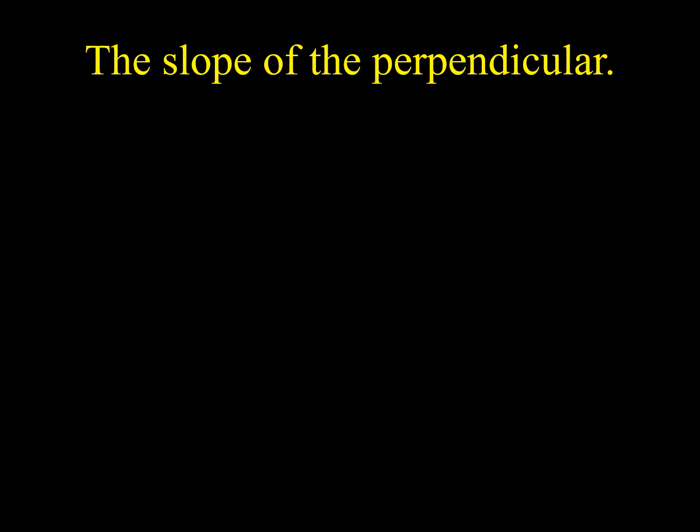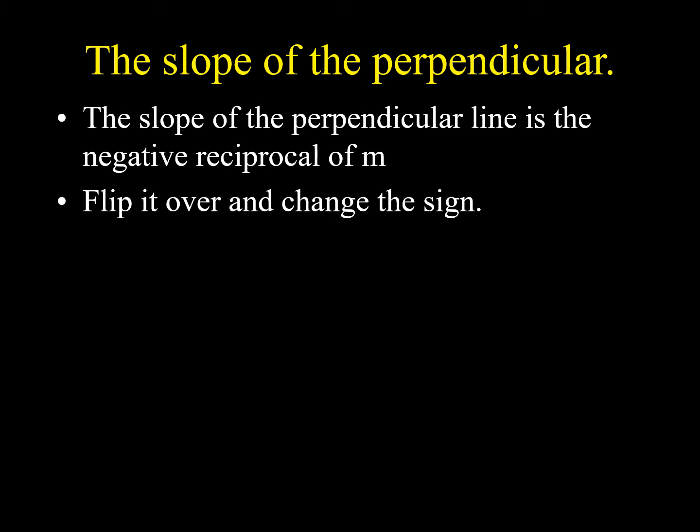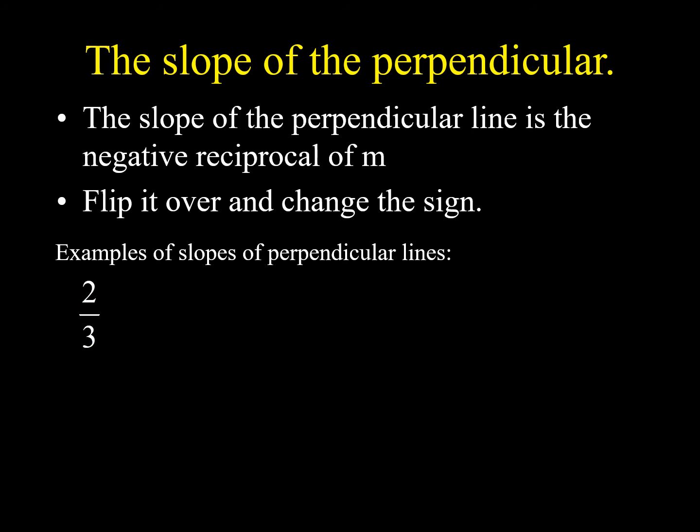So the slope of the perpendicular line is the negative reciprocal of m. So we are going to flip it over and change the sign. Let us have some examples of slopes of perpendicular lines. Supposing we have 2/3, 1/5, negative 2, 2.4, and negative 7 over 2.